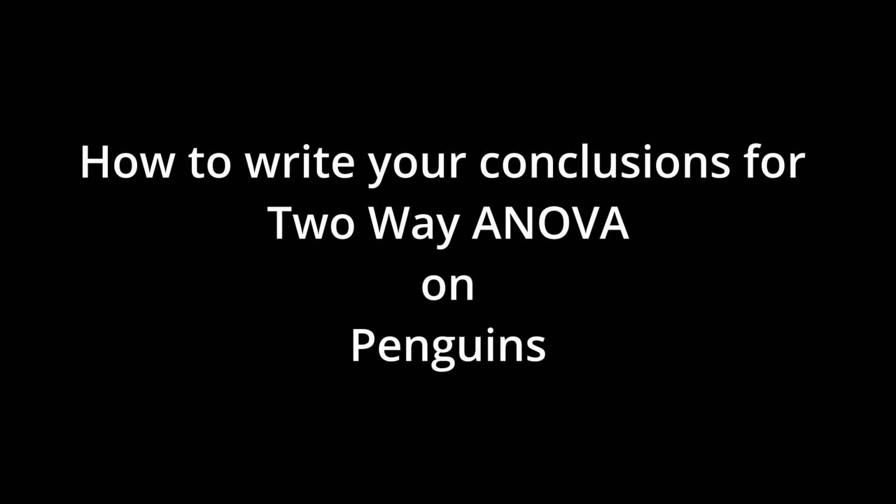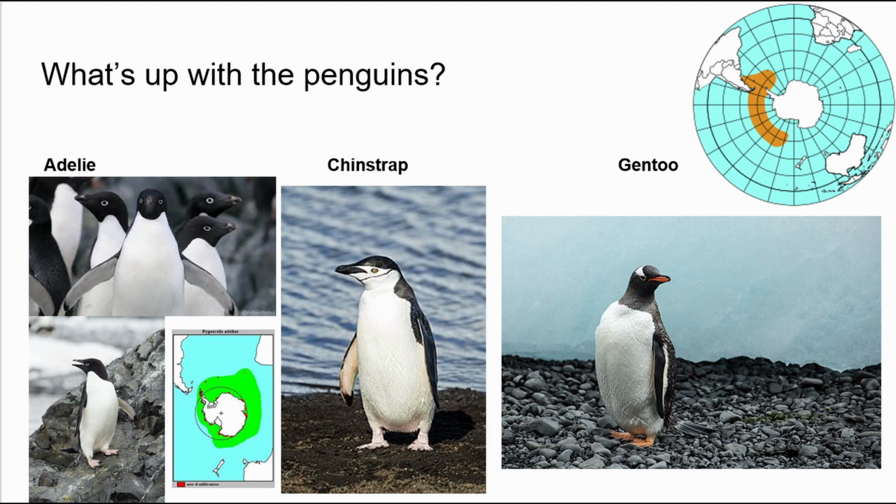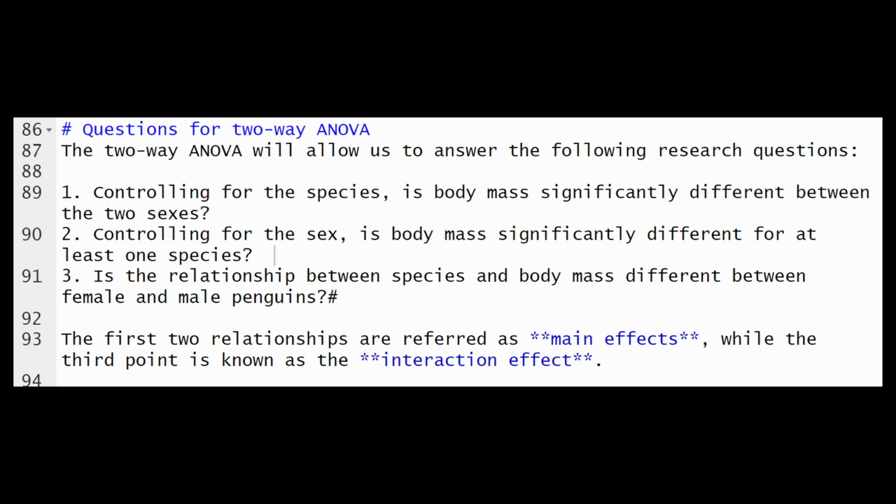Let's talk about how to write your conclusions for the two-way ANOVA on penguins. So to write your conclusions, the first thing you want to do is really stop and think about the penguins. What's up with the penguins? And remember our questions for the two-way ANOVA. Go back up to the questions and look at what they say. Scroll up there, questions for two-way ANOVA.